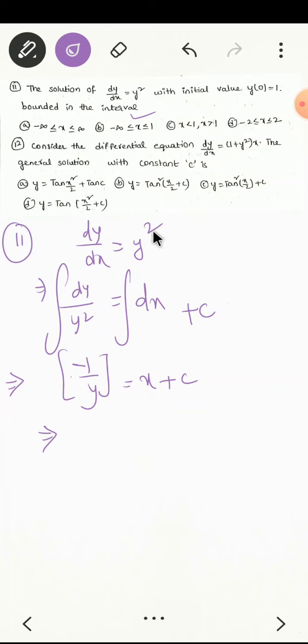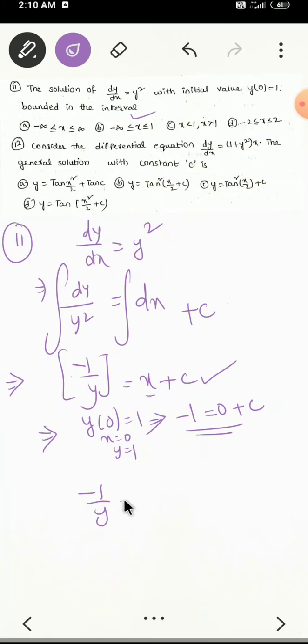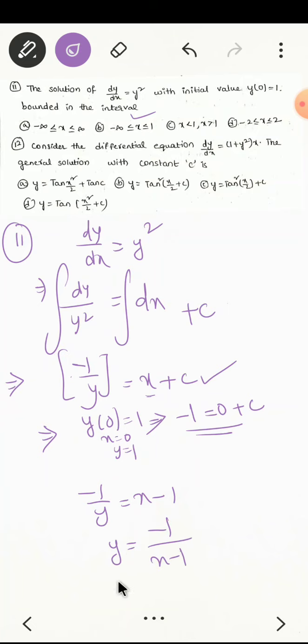So I am getting this, but apply the condition y of 0 equal to 1. y of 0 equal to 1 means what? x equal to 0 at y equal to 1. So the c value is how much? Minus 1. Substitute here again. Minus 1 by y is equal to x minus 1. So y equal to minus 1 by x minus 1 I can write. So this is what I am getting.